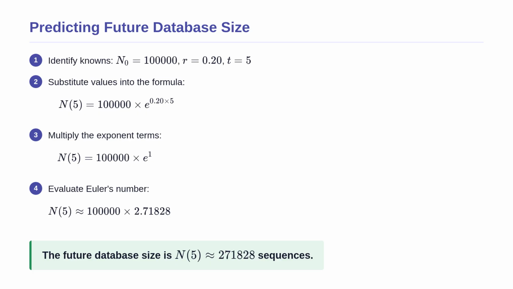First, we substitute our starting amount, our decimal growth rate of 0.20, and our time of 5 years. Multiplying the exponent gives us exactly 1. Raising e to the power of 1 leaves it unchanged, so we multiply 100,000 by 2.71828. Our final answer means the database will grow to approximately 271,828 sequences, illustrating the rapid expansion biologists must manage.